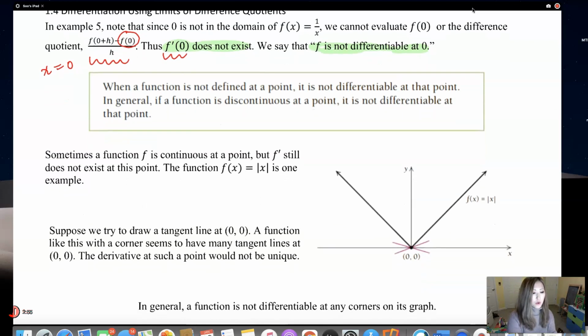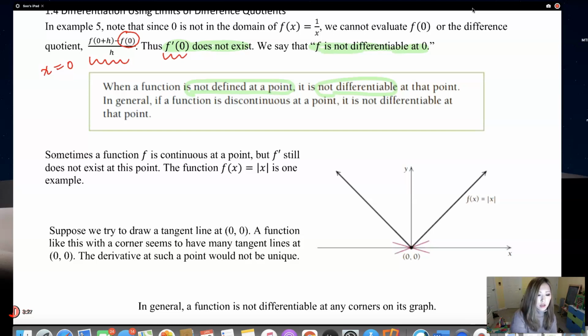When a function is not defined at a point, it is not differentiable at that point. Anytime you have an open circle on a graph, or a rational function with a vertical asymptote going up and down, the function is not going to be differentiable, because we won't be able to find the slope of the tangent line. F prime of that number does not exist.